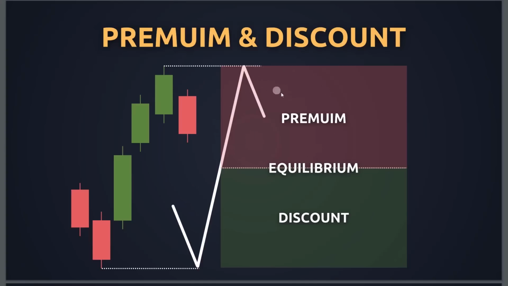You apply the fib, anything in premium, you sell here, you buy here only when you have the right setup. So if you have a setup here and it's a sell, you don't take it. But if you have a setup here and it's a valid one, it's also in discount and you're buying, then that's a high probability trade. So we don't randomly sell from premium and buy in discount.